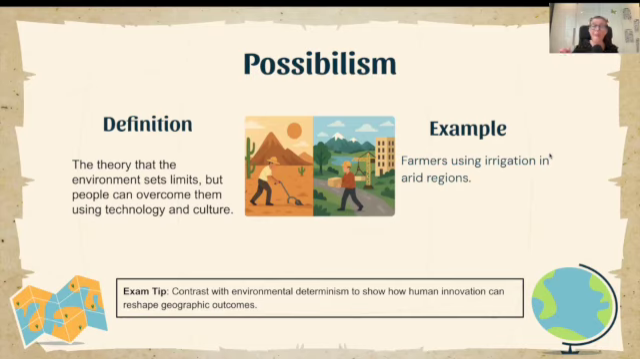Possibilism is the theory that environment sets limits, but people can overcome them using technology and culture. So, for example, farmers using irrigation in arid regions. So, you can contrast this with environmental determinism to show how human innovations can reshape geographic outcomes when you're doing your FRQs on the exam.